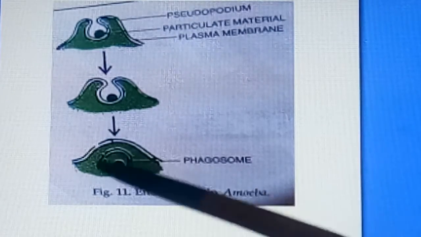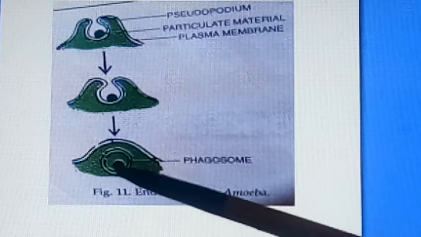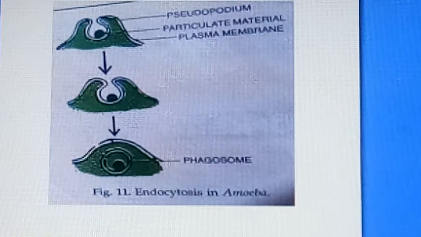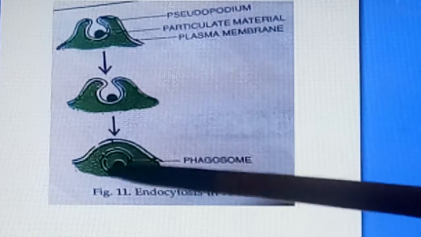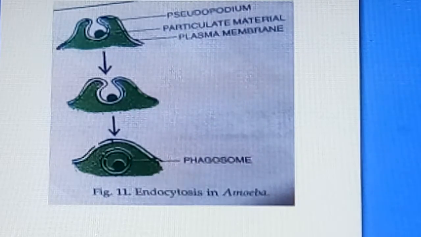So inside that vacuole there will be the release of certain enzymes, and due to the action of those enzymes on the particulate material, the material will be broken down, digested or destroyed, and then the remnants will again move out in the same way. So what happens? This vacuole will get open again.